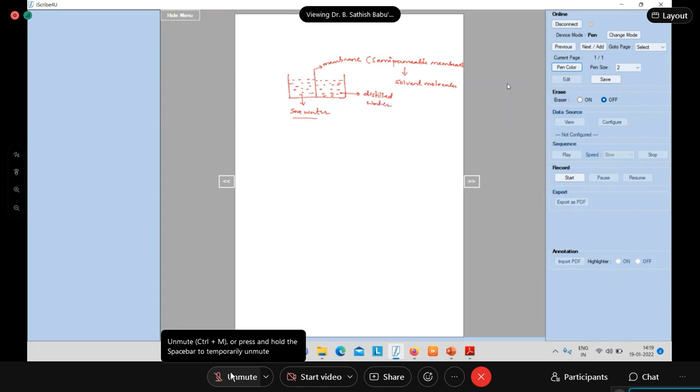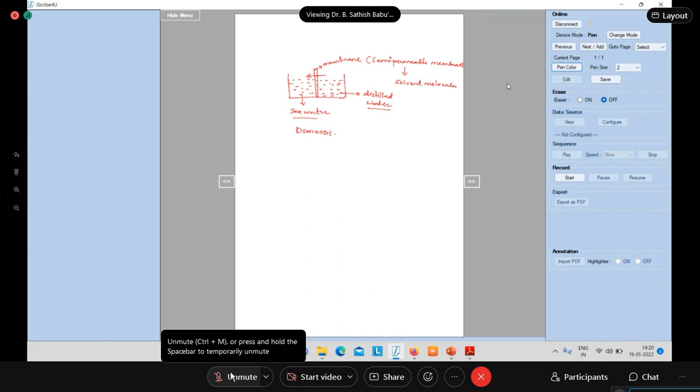When the seawater and distilled water are separated by a semi-permeable membrane, there will be a movement of water molecules from the distilled water to seawater. This process is called osmosis. This is very important, you should remember. When highly concentrated and low concentrated solutions are separated by a semi-permeable membrane, there will be a movement of solvent molecules from the low concentrated solution to the high concentrated solution. And this process is called osmosis.